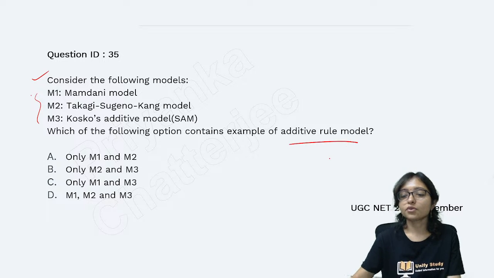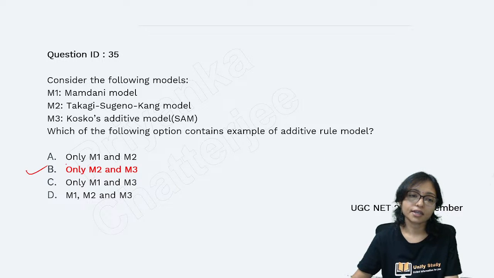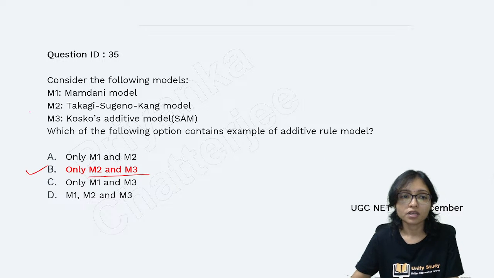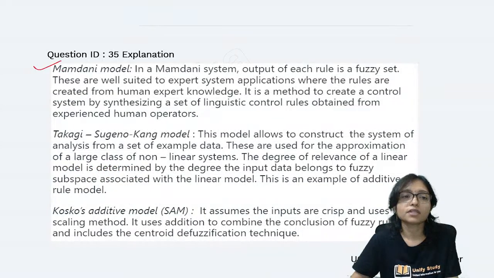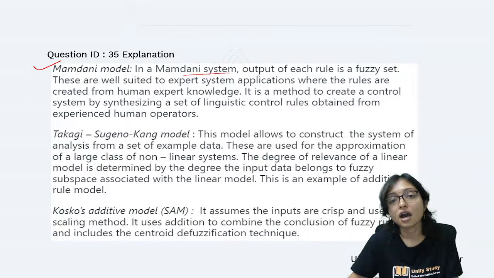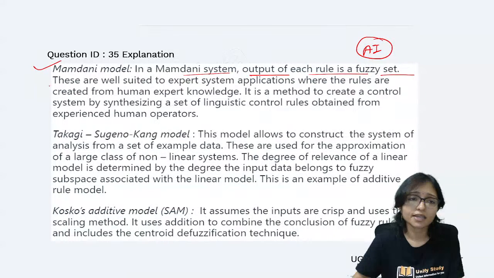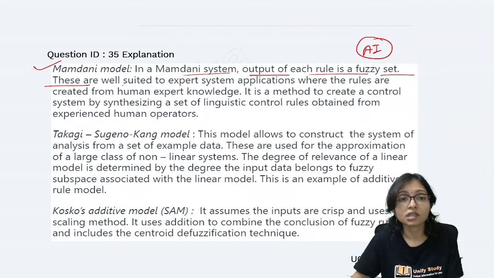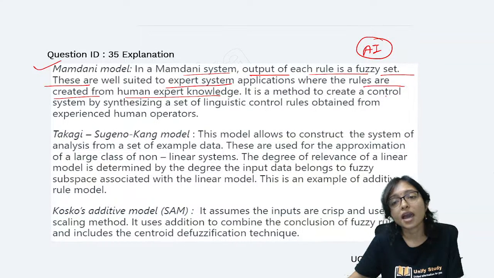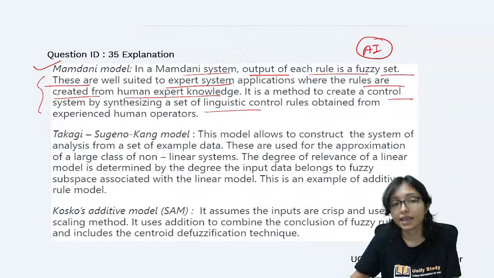Example of additive rule model. Yes, option B is the correct answer. Only M2 and M3. This one and this one are the additive rule models, because here you can see the Mamdani model, that is, this is the output of each rule. It is actually related to AI. The output of the rule is related to the fuzzy set. These are well suited for expert system applications, where rules are created from human expert knowledge and the control system is this one. So this is related to fuzzy and AI systems.